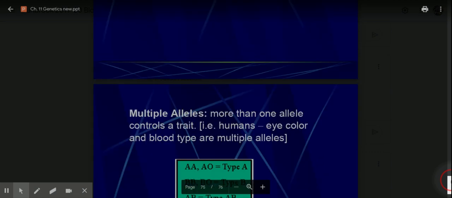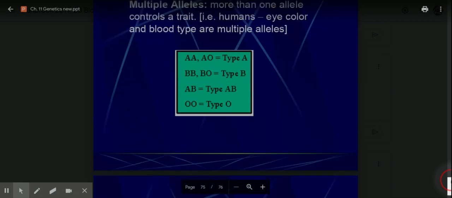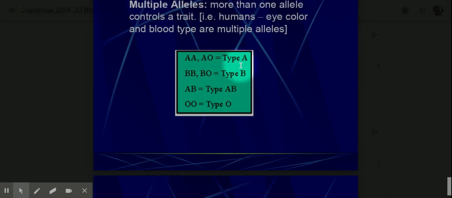Okay, one more thing, sorry: multiple alleles, blood type. Blood type is not only multiple alleles, but it's also codominant. That's why you see different types of blood here. Multiple alleles means more than one allele controls a trait. And blood type in humans is not only multiple alleles, you have more than two choices, A, B, and O. You also have codominance, where one is not necessarily dominant over the other.